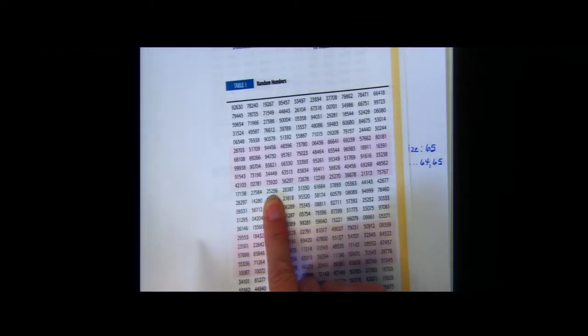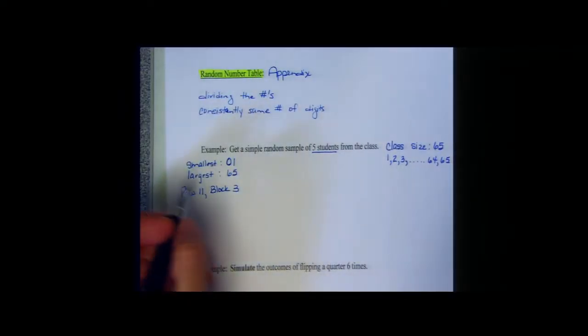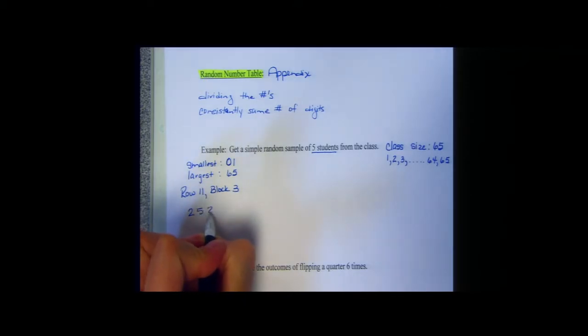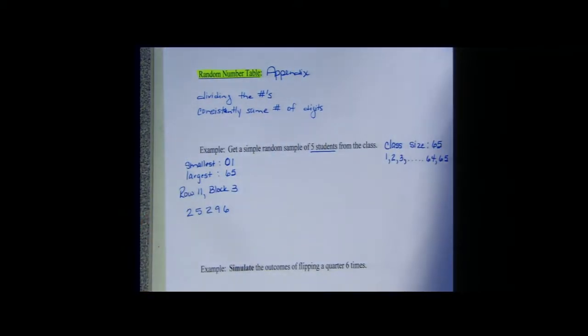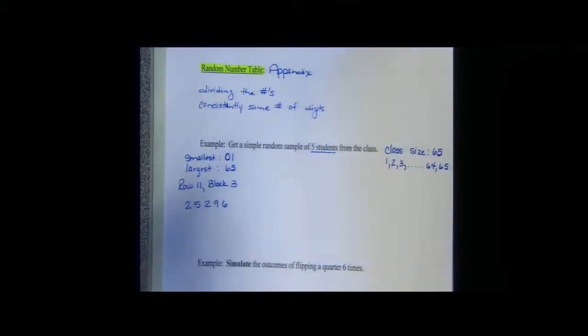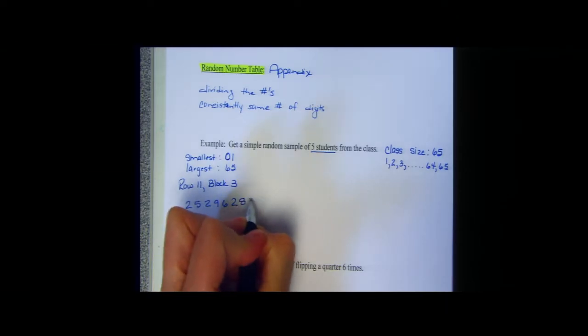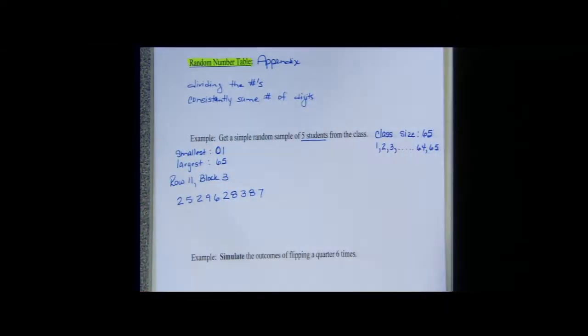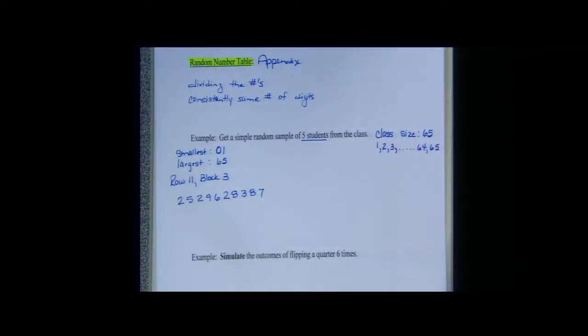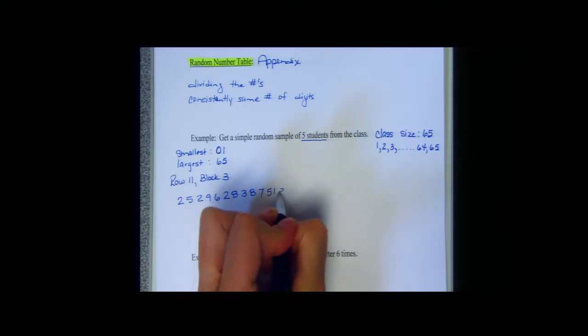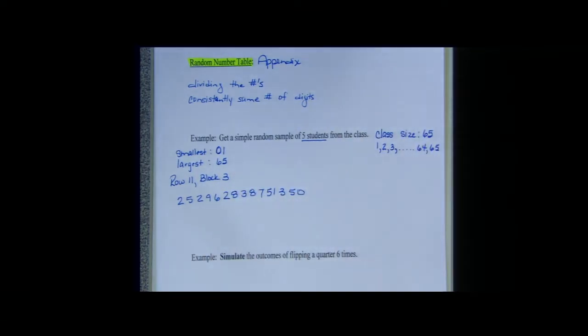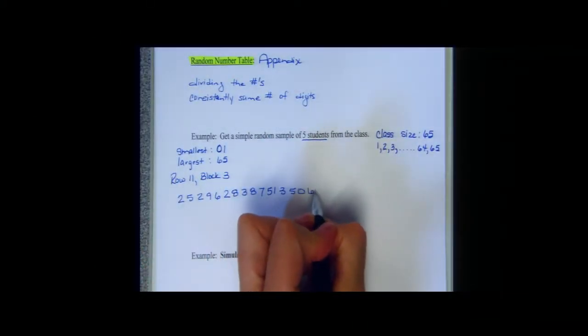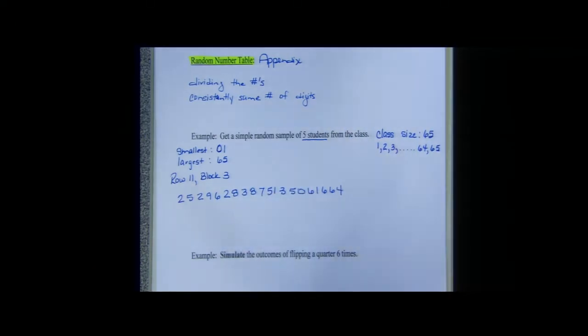So let's see, my first one is 25296. The next number is 28387. The next number is 51350. And then the next one is 61664. Now, I'm going to stop right there.